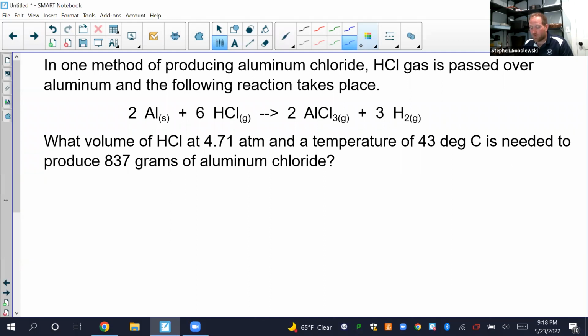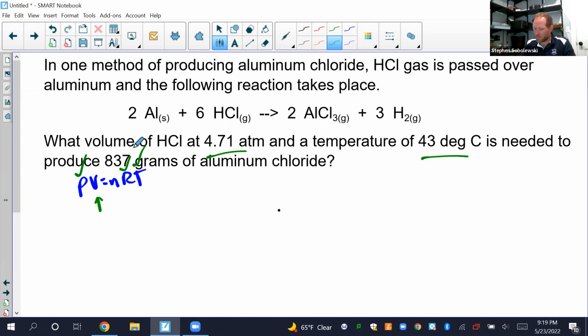So what are we solving for? We're solving for volume. Is our gas undergoing a temperature change or a pressure change? No. So we're going to be using PV equals nRT. This is going to be very similar to our first problem we did. We're solving for V. What do we know about our gas? We know the pressure, right there. We know the temperature. What else do we always know? R, it's just a constant. What do we not know? N. How are we going to find N?